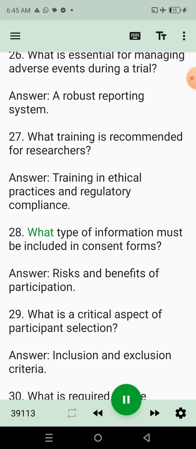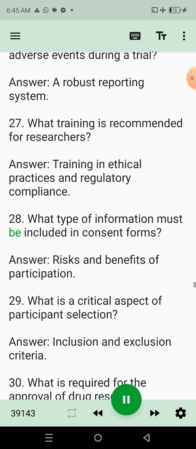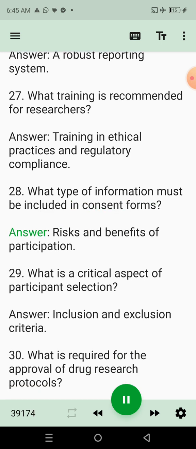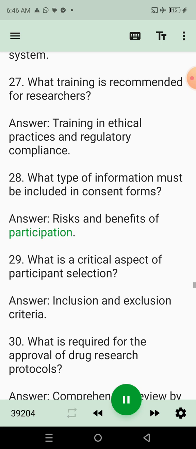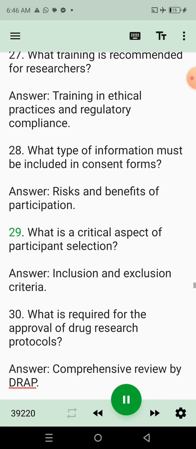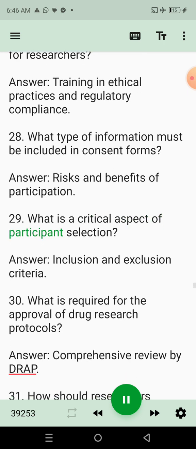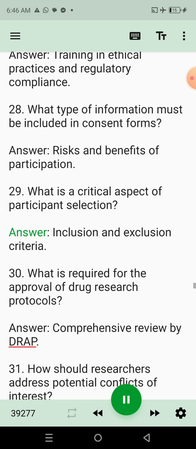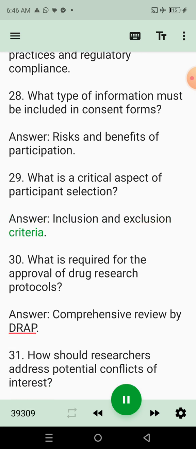28. What type of information must be included in consent forms? Answer: risks and benefits of participation. 29. What is a critical aspect of participant selection? Answer: inclusion and exclusion criteria.